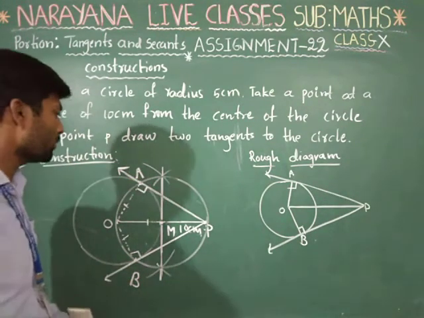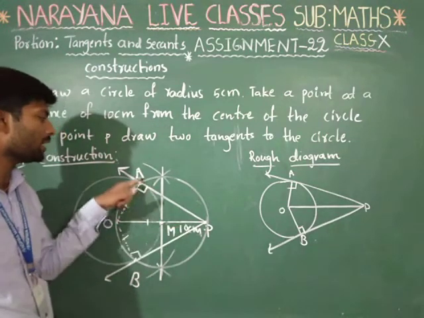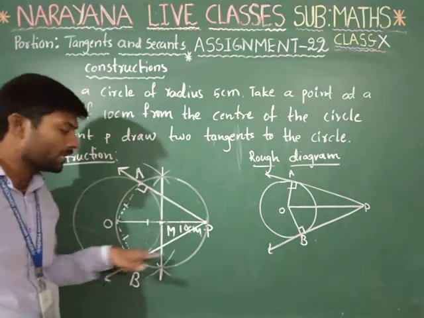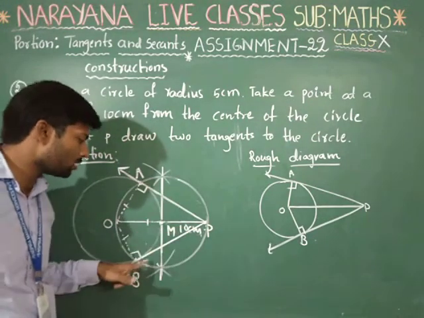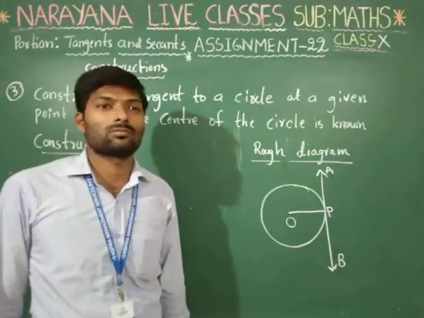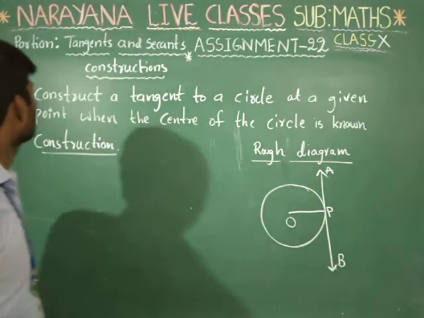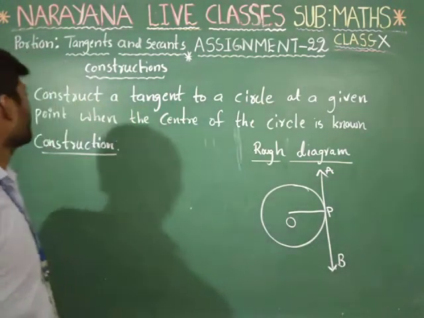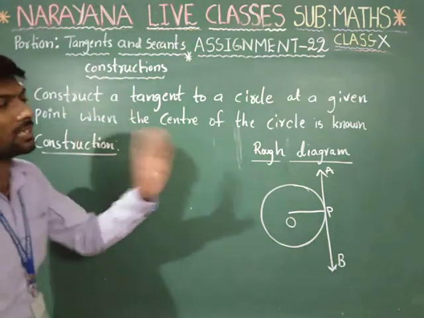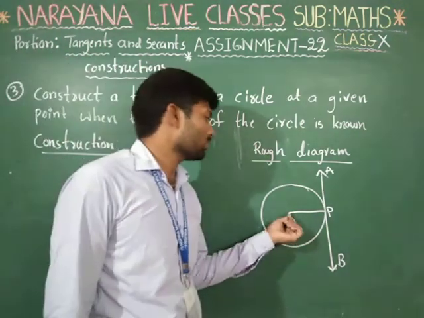So in the last step you can write, join the points P and A and P and B to get the required tangents. Here PA as well as PB are the two required tangents. So let's take the third construction: construct a tangent to a circle at a given point when the center of the circle is known.